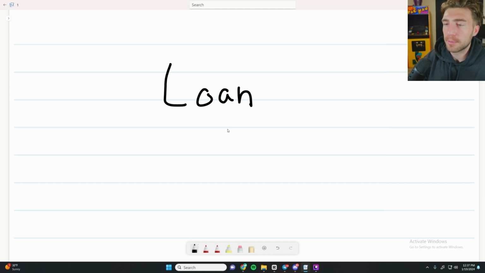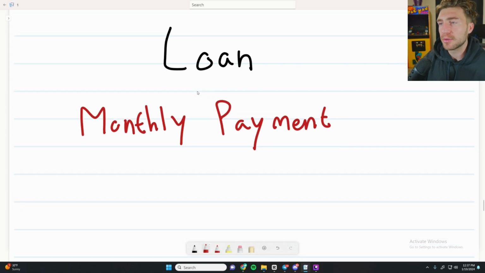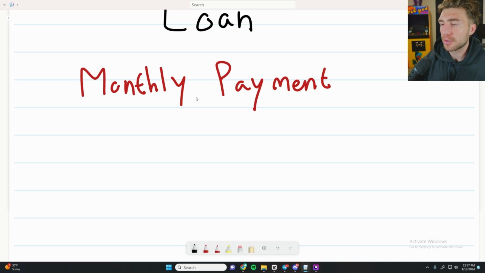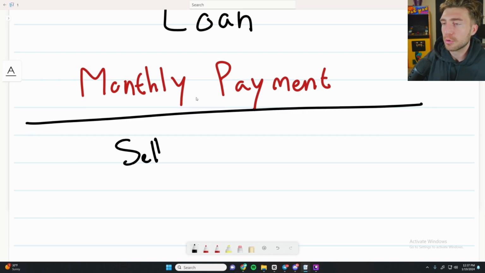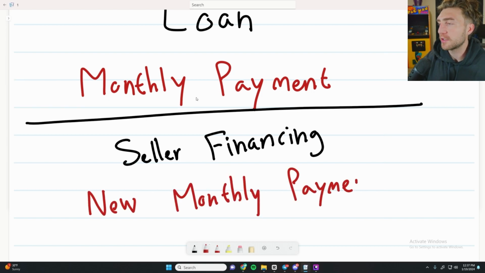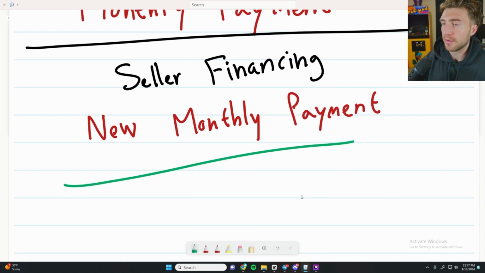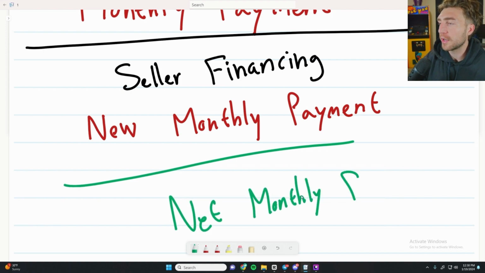You need to know what the monthly payment is, so you calculate the monthly payment on your current loan. And all you're doing is saying, if I were to resell this house, what would my seller financing terms be? So you're reselling the house with seller financing. We're calling it a wrap, but just think of it as seller financing. Then you use an amortization calculator to find the new monthly payment, and then you subtract the two to find your net monthly payment. And that is your cash flow. That's all you have to do for cash flow.